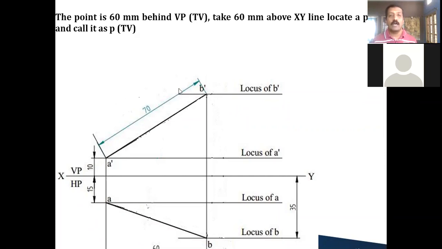And draw a horizontal projector line and call this the locus of B dash. Make this line also a thick line, that is A dash and B dash. So this completes both my front view and top view. That is all the available data I have completed till here. Now I need to complete the projection, in the sense that the true length diagram also I should draw from this.